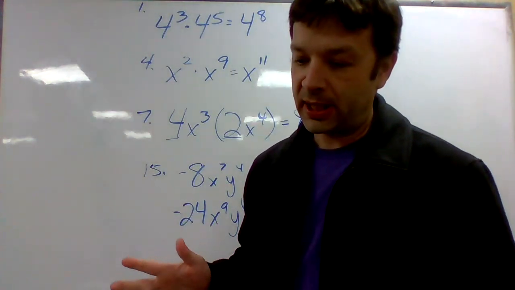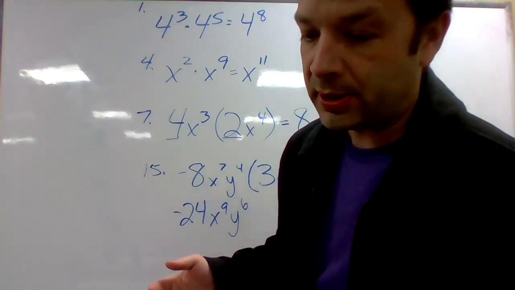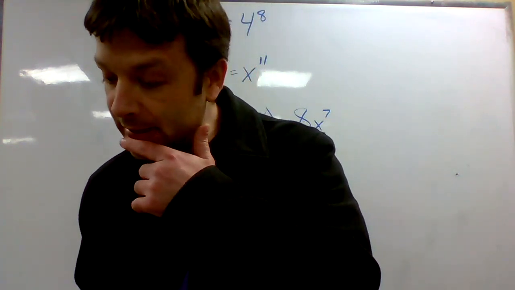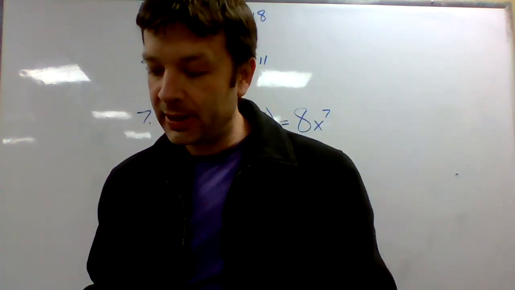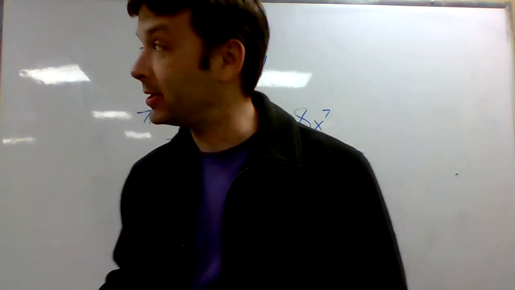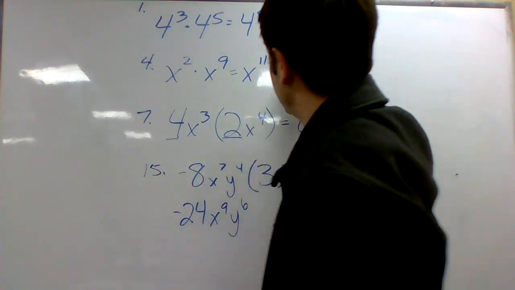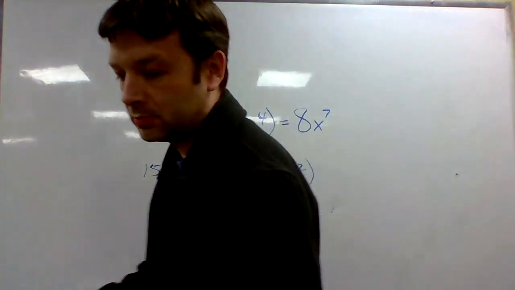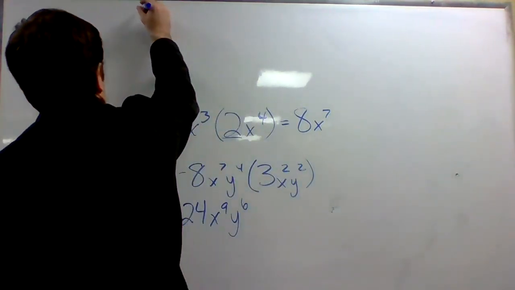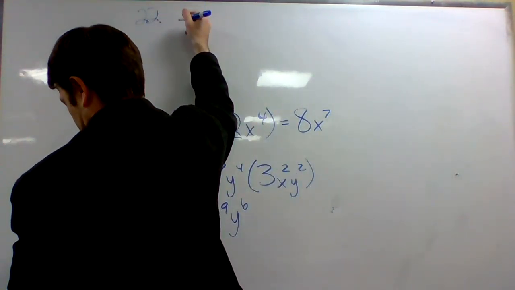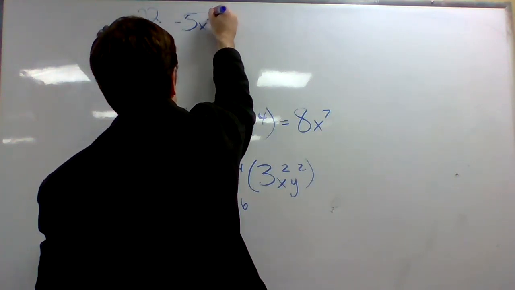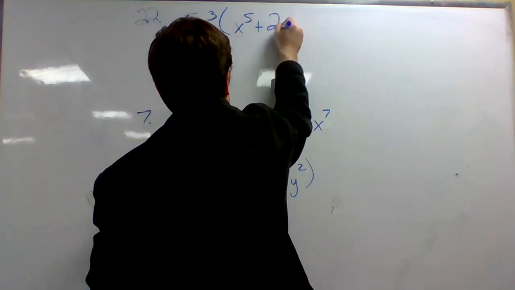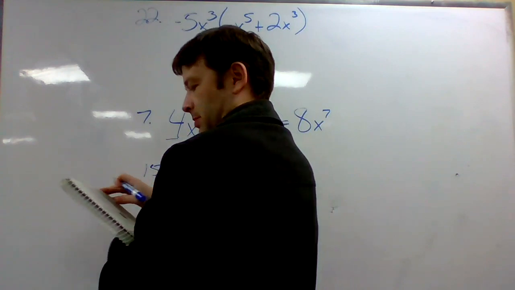Okay, now the last section I only assigned 3. Maybe I should have done more, but let's just do 22, I guess. I'm gonna have to erase something. -5x^3(x^5 + 2x^3). All right.